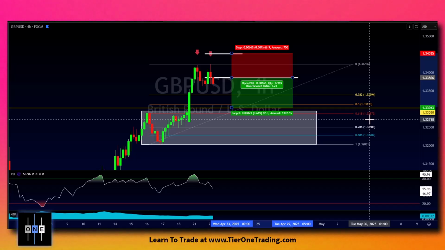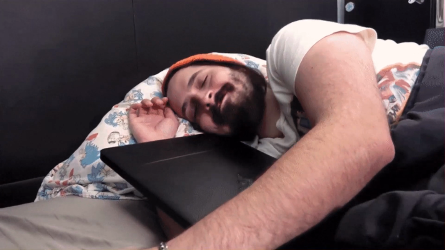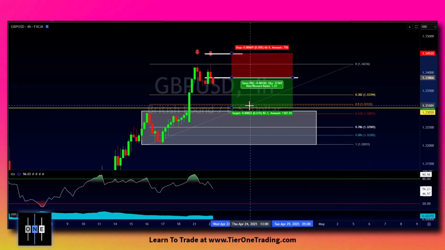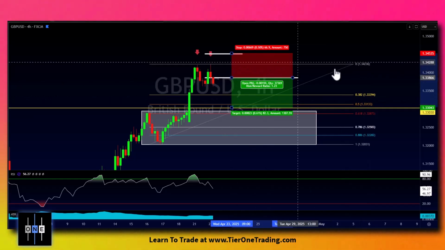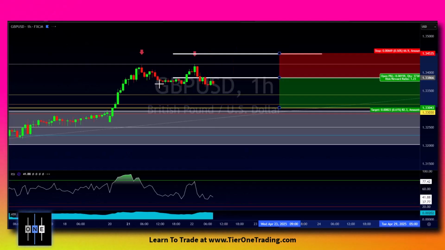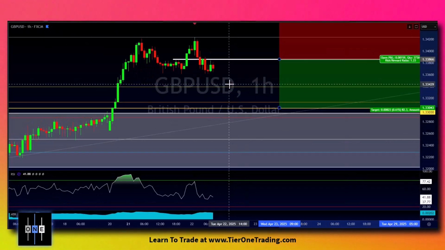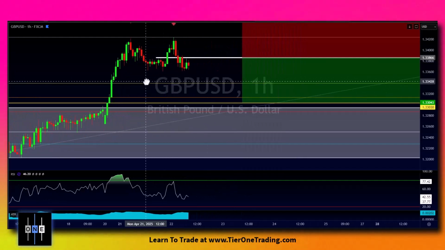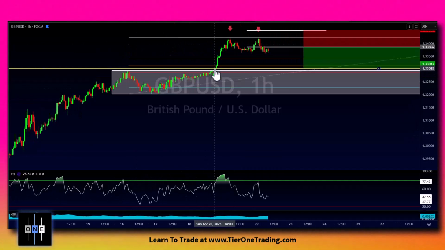I'm very jealous of you guys that were able to take it this morning, because I was not. It happened while I was asleep, unfortunately. But I do have a secondary chance. And real quick, before we get into the secondary chance, we go down to the hourly. We're going to have the same type of double top, right? Not as clean, but the same type of double top.